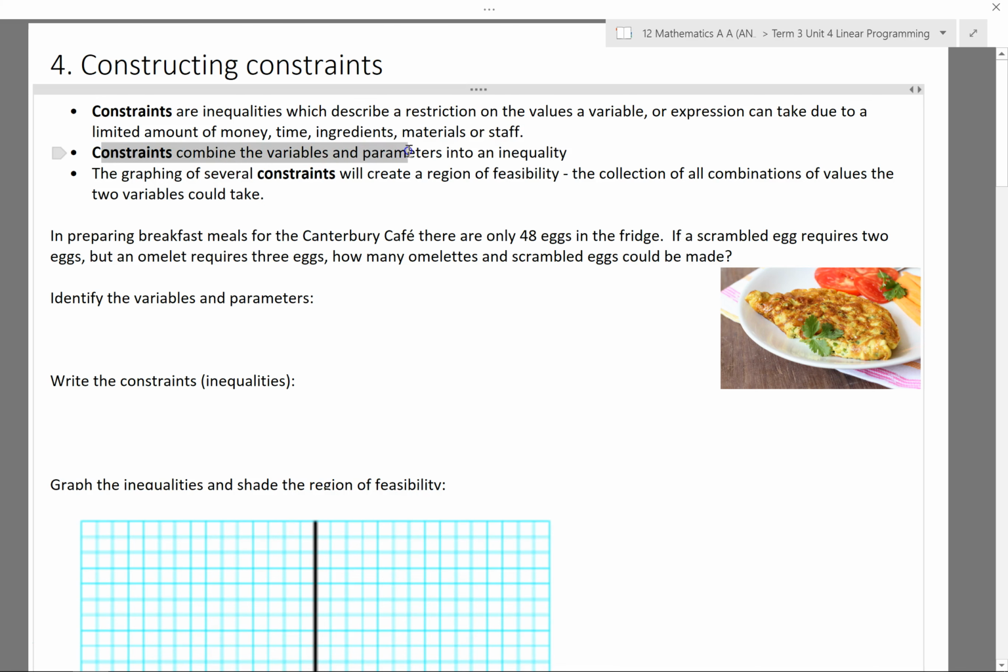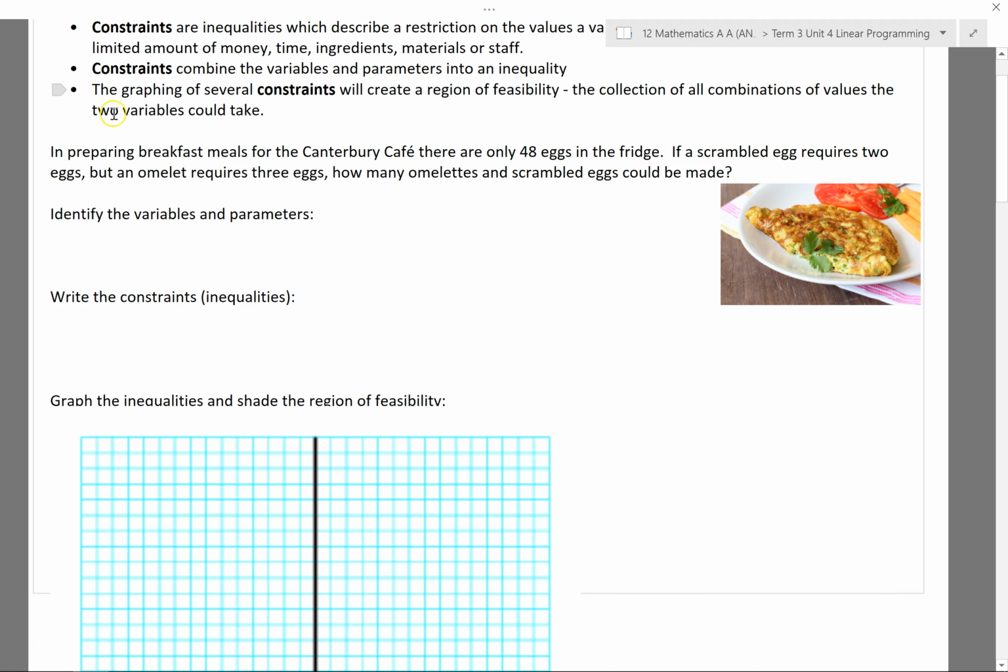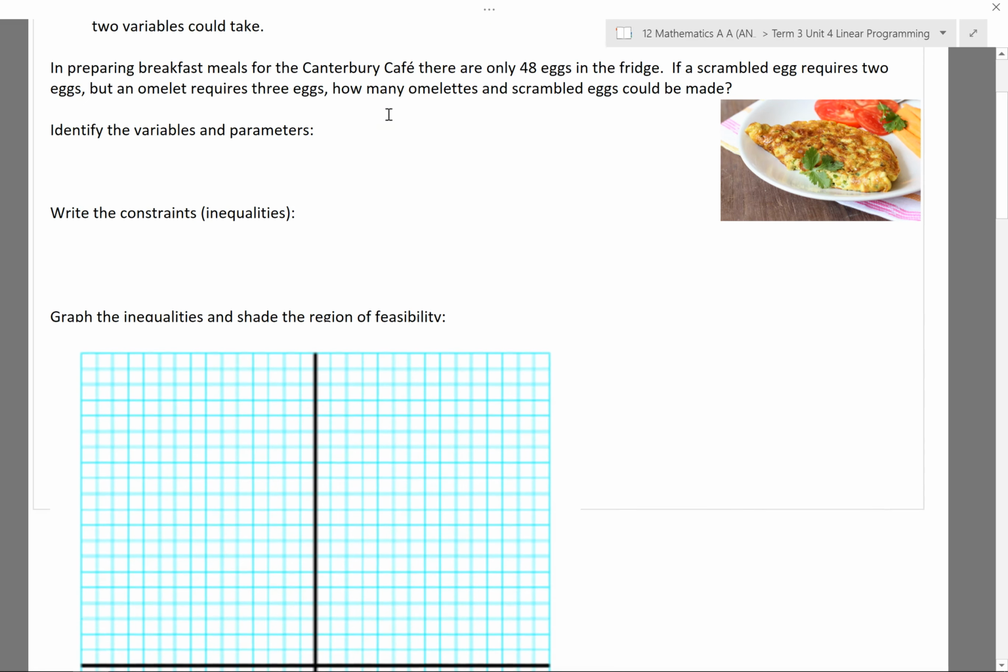Constraints combine the variables and parameters into an inequality, pretty much exactly like we did in the previous lesson. We're going to graph several constraints together to create a region of feasibility. Okay, so I'll look at a scenario.